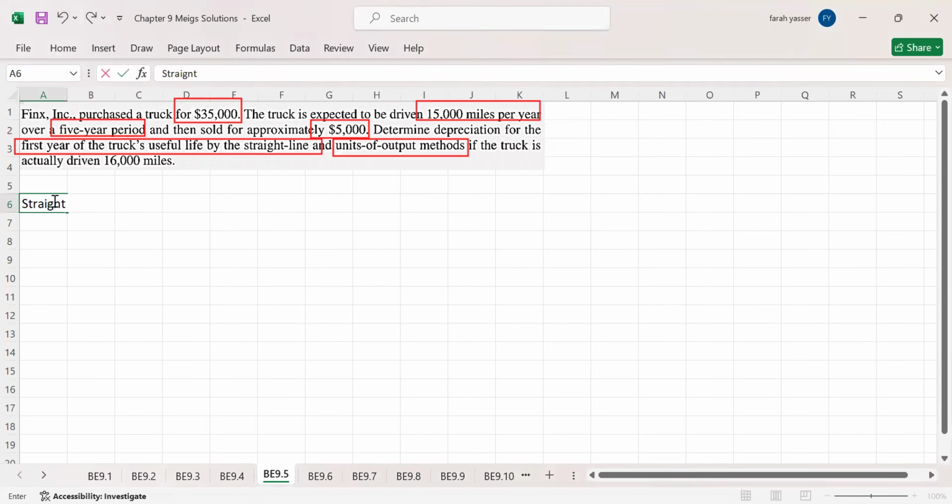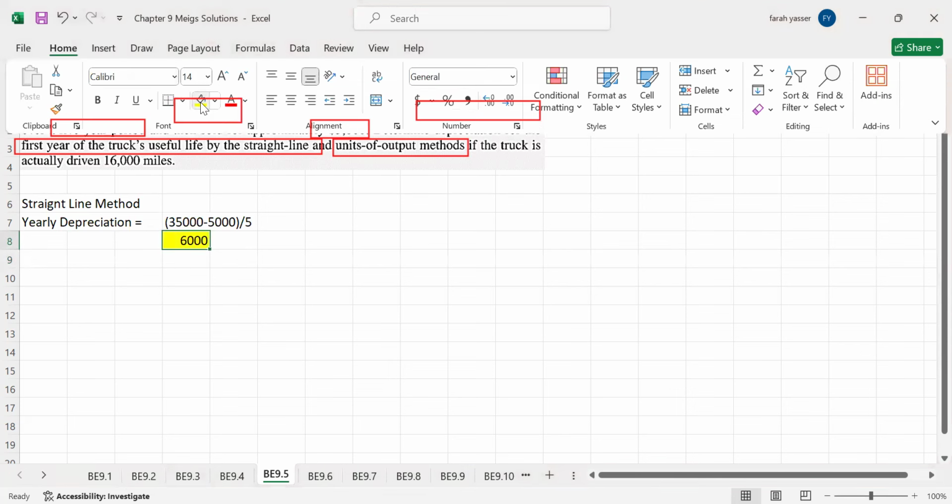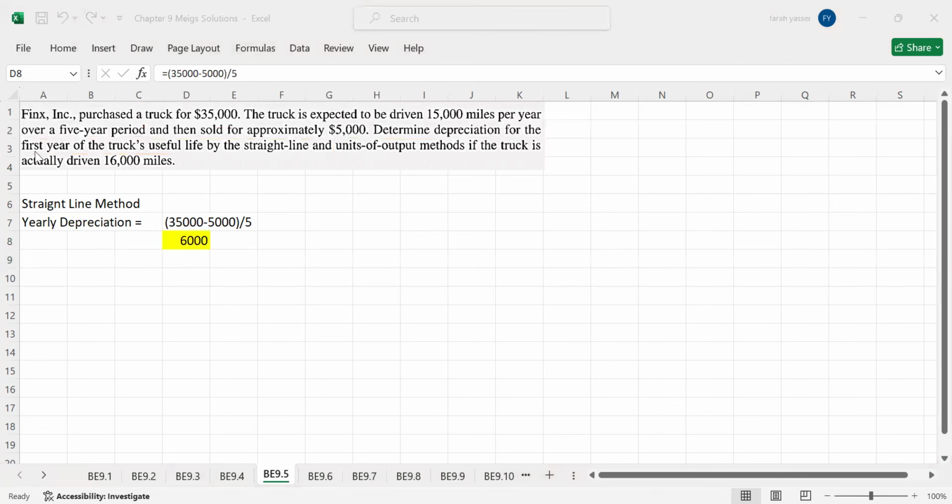First of all, the straight line method, which we discussed in the previous lecture. Yearly depreciation would be cost minus residual value. Cost is 35,000. Residual value is 5,000. And then divide by useful life. Useful life is a 5-year period. So divide by 5. So annual depreciation would be 6,000 per year. So this is the straight line method, and depreciation, I'm going to highlight it, is 6,000 per year. Only first year depreciation is required.